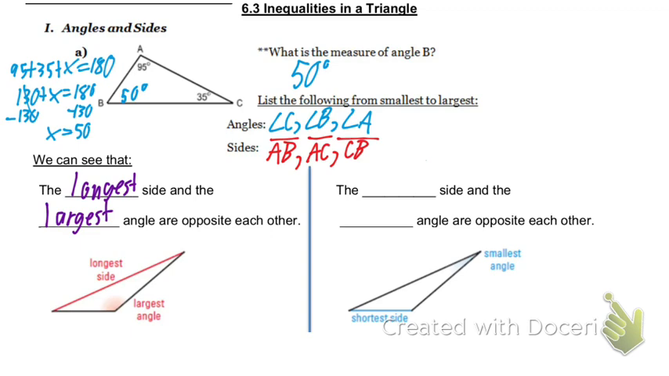So the smallest side, or the shortest side, and the smallest angle are also opposite each other, okay? Questions on that?